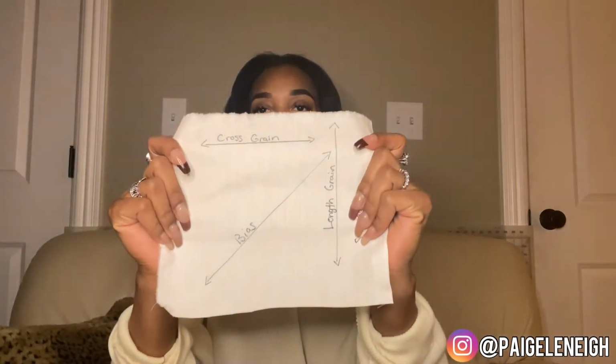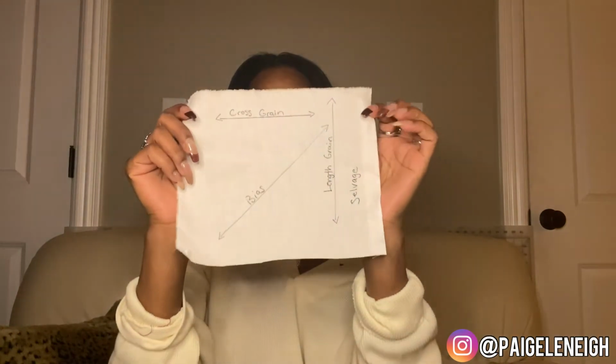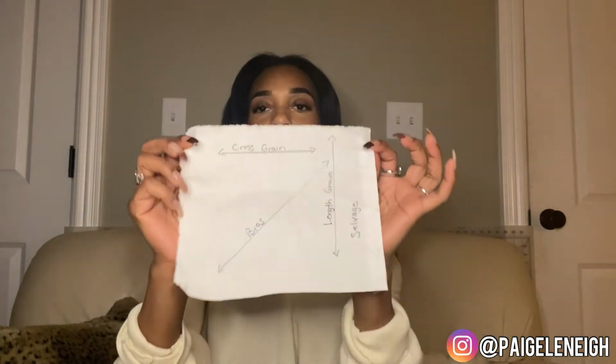All right, so these next set of terms all go together. I have 4 terms I'm going to tell you guys about. We're talking about fabric, and when you're picking out fabric, you need to know, and when you're sewing, you need to know what the cross grain is, the bias, your length grain, and your selvage. Or your straight grain.